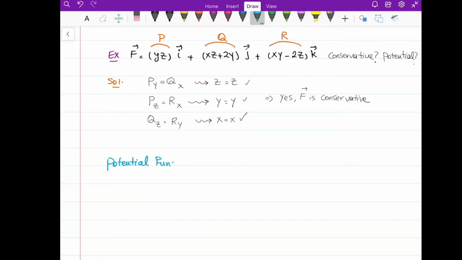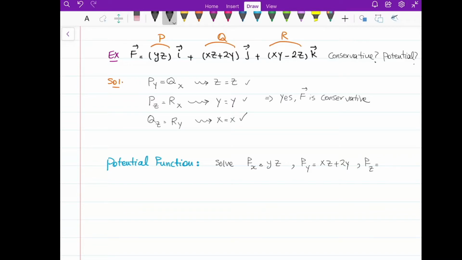Potential function. So for finding the potential function, I need to find the function f such that the derivative of f with respect to x is equal to P, which is yz. The derivative of that function with respect to y is equal to my second coordinate, xz plus 2y. And then the derivative of f with respect to z is my third coordinate.